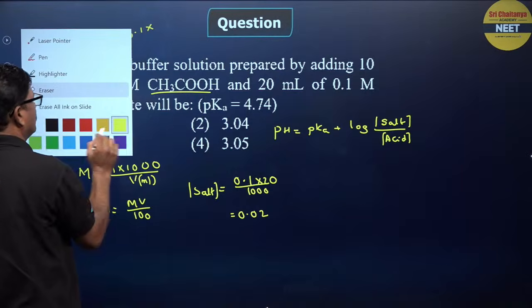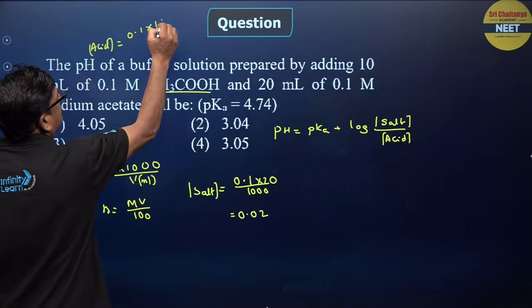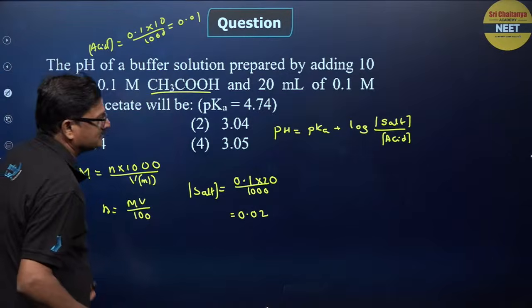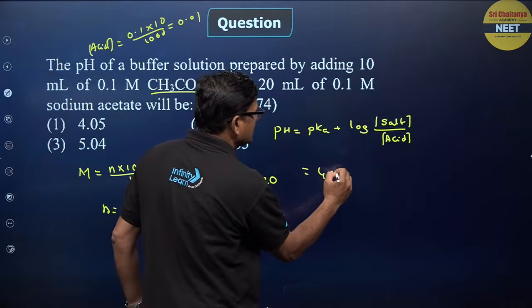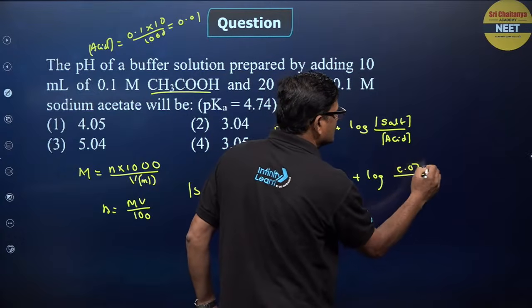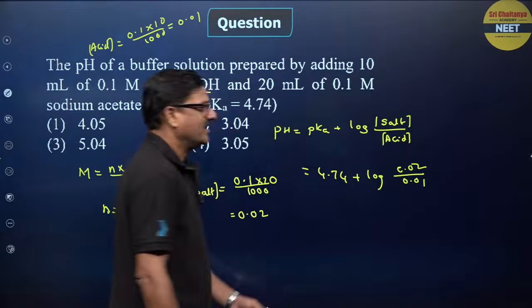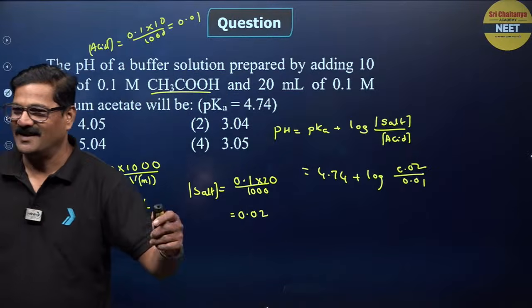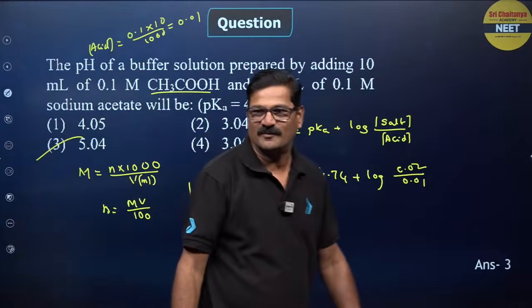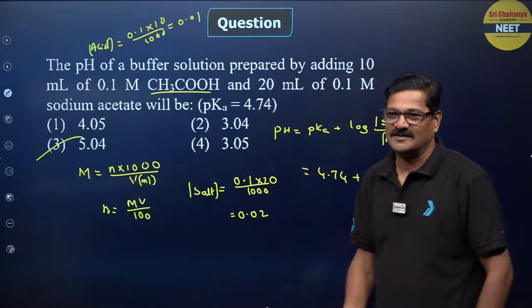You're going to get 0.01. pKa value 4.74 plus log of salt 0.02 by 0.01. It is pretty simple. Understand, and the answer is going to be 5.04. Got it? Got it?